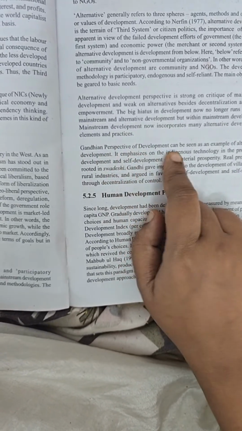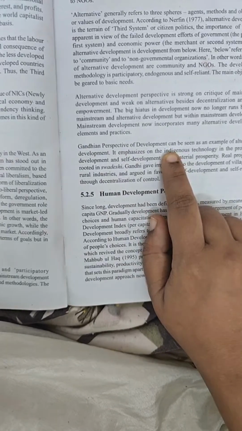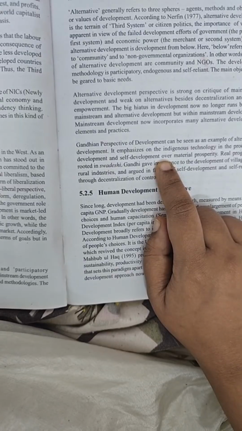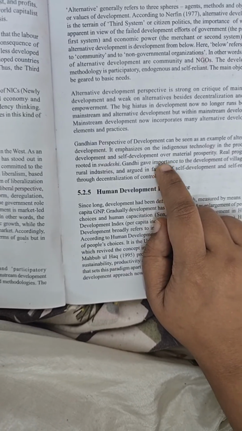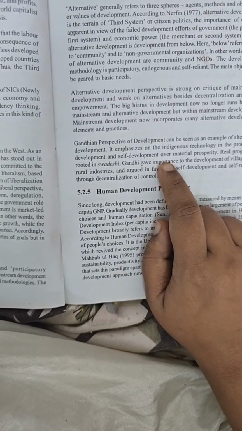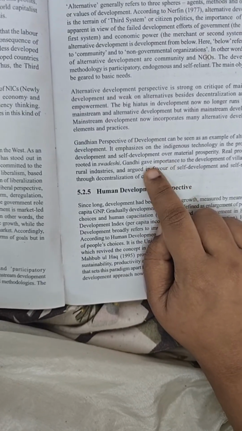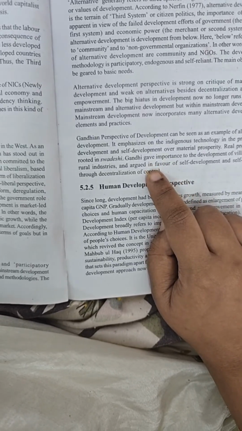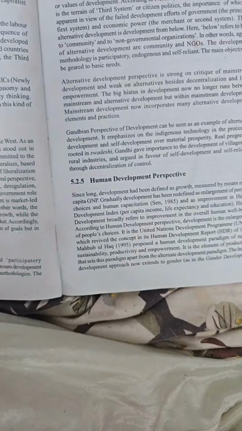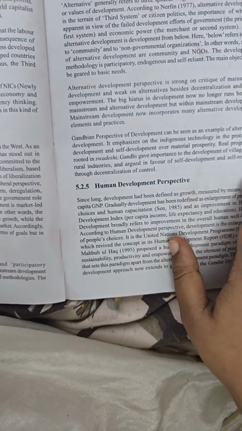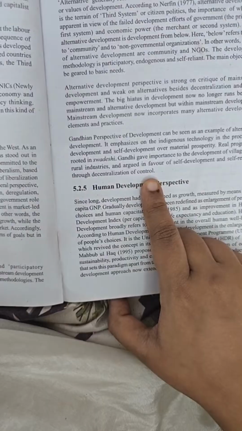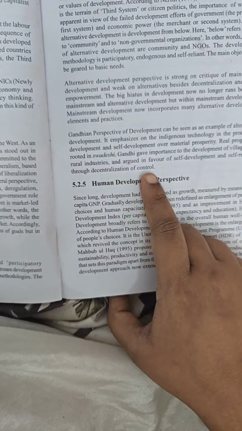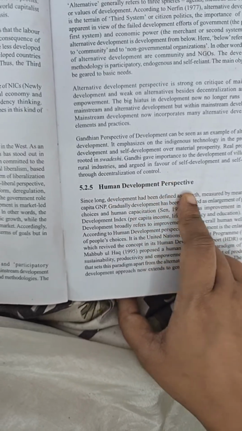Gandhian perspective of development can be seen in examples of alternative development. It emphasizes indigenous technology in the process of development and self-development over material prosperity. Real progressivism is rooted in Swadeshi. Gandhi gives importance to the development of village and rural industries and argues in favor of self-development and self-realization through decentralization of control.